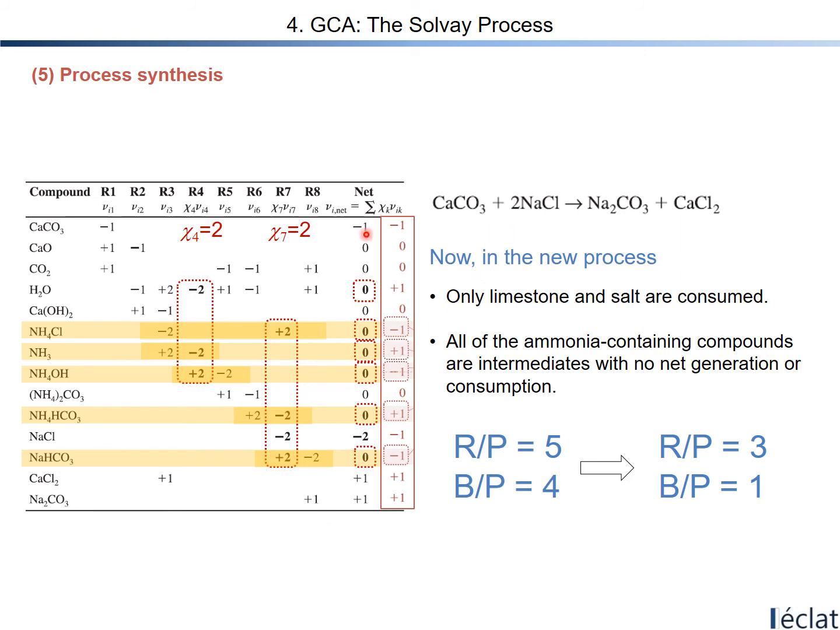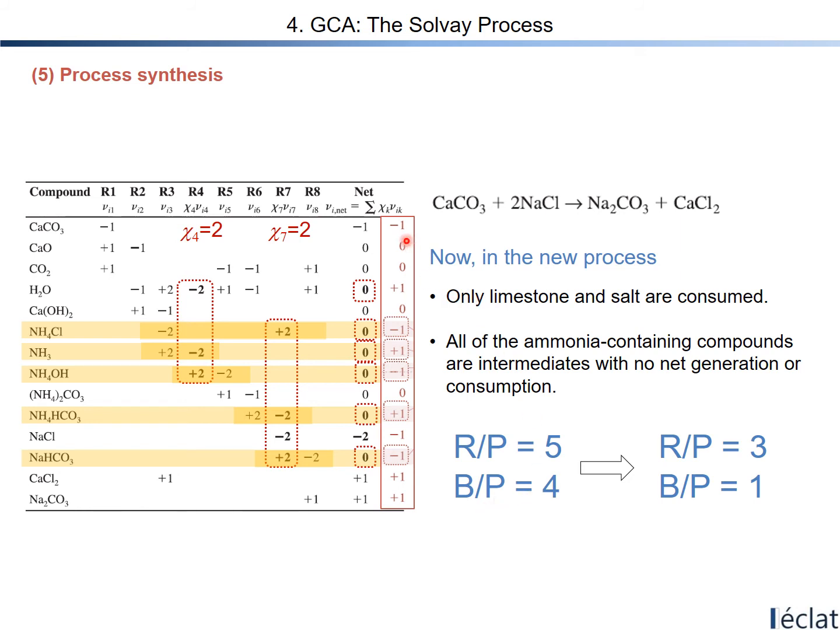So let me calculate the RP and BP value in this new improved process. Originally, the Solvay process has RP at 5 and BP at 4. 5 moles of reactants are required to generate 1 mole of product. Also, 4 moles of byproducts are produced with just 1 mole of product.